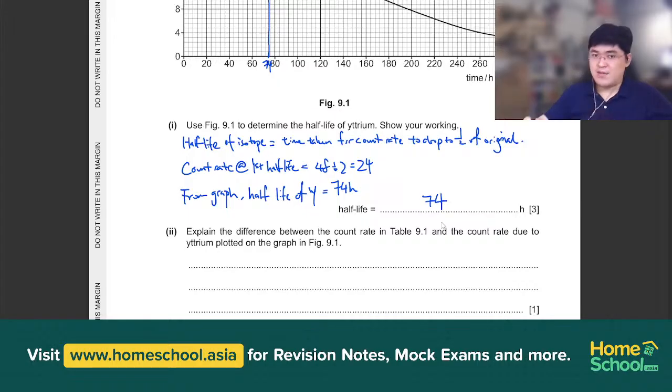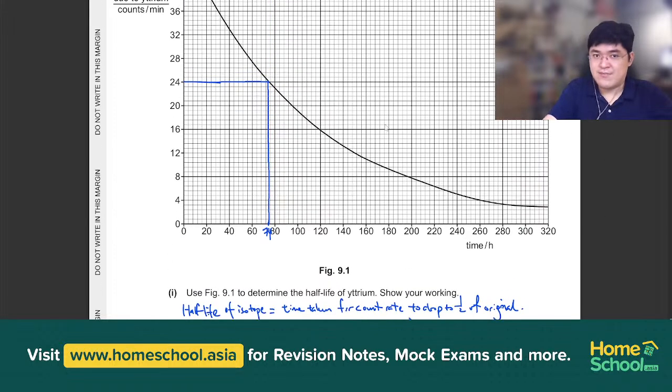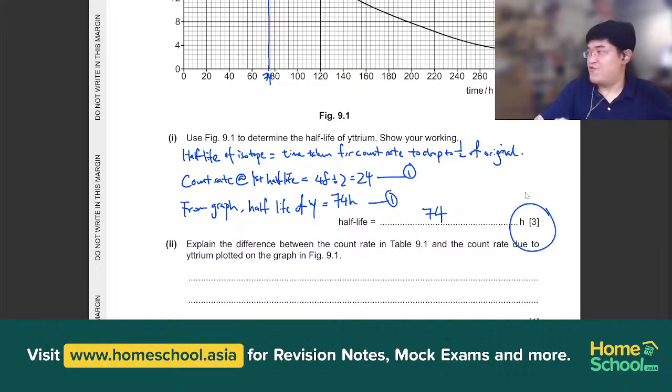How do you get the full 3 marks? Firstly, we determine the count rate at the first half-life, which is 24. This is your first mark. Your second mark is when you write a number between 72 and 76, which is 74 here. And your third mark is if you do the proper workings on your graph. So you draw a nice straight line down here at 24 and a nice straight line all the way down here, which is right here at 74. Doing so should get your full 3 marks.